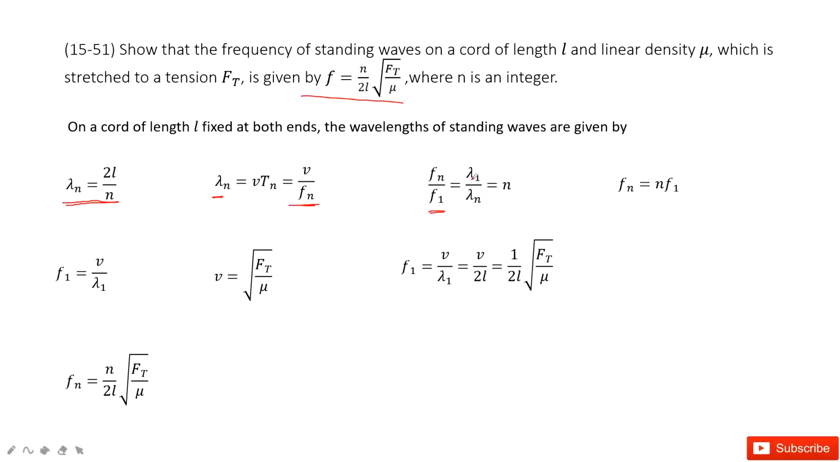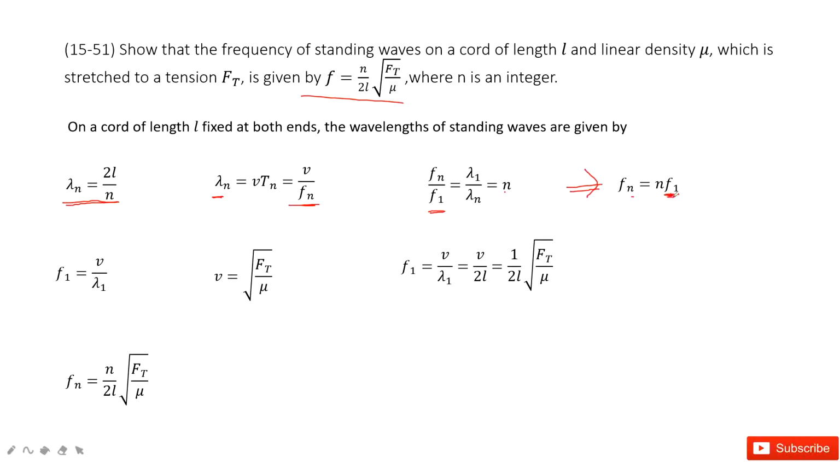And there, look at there, lambda 1/lambda n is just n. So from this equation we get the relationship between Fn and F1. So we can see Fn equals n times the fundamental frequency. Agree? So now what we need to find is F1.